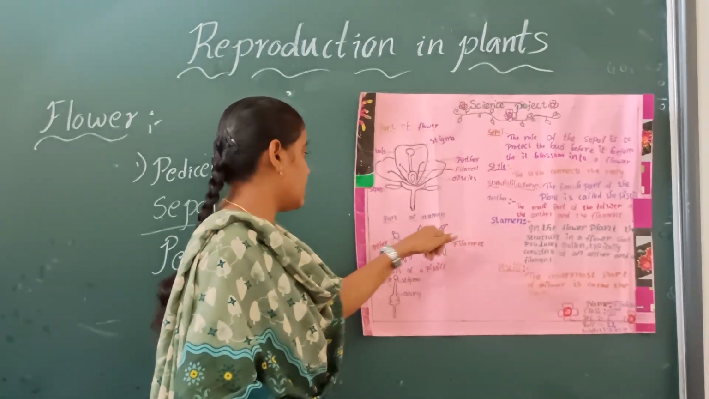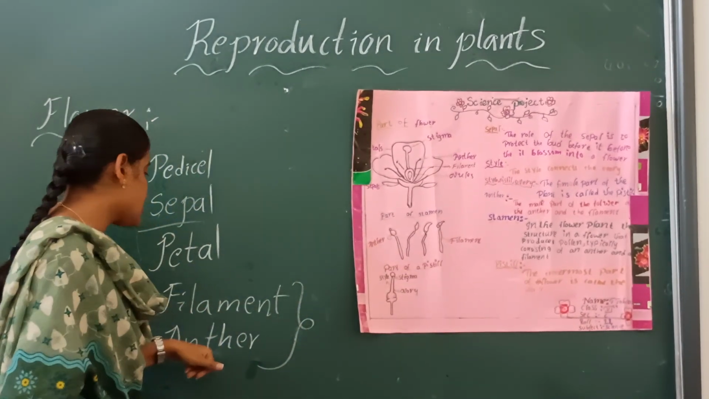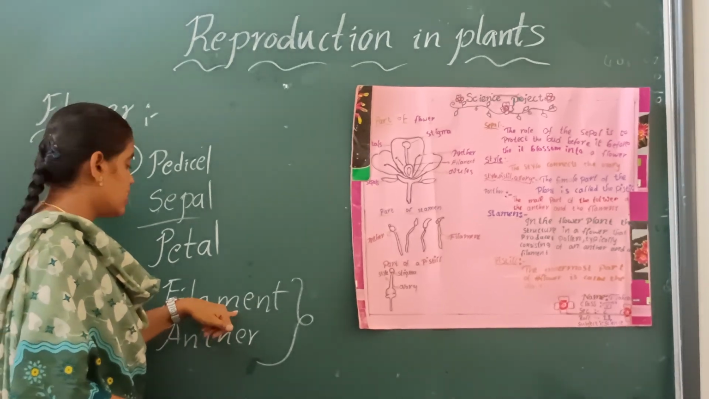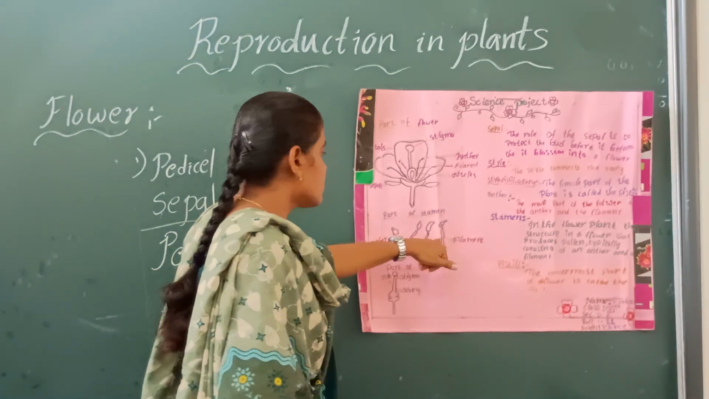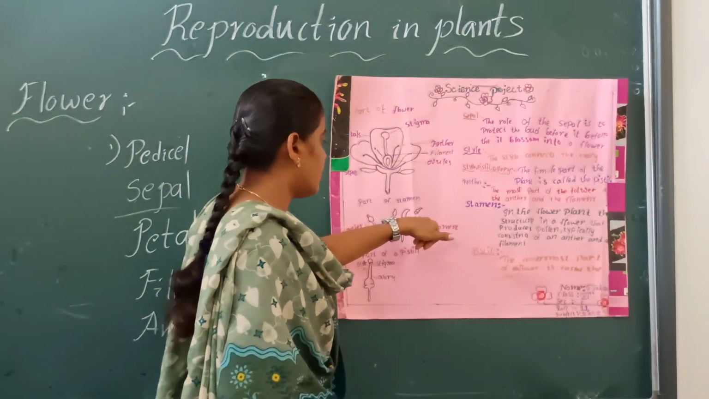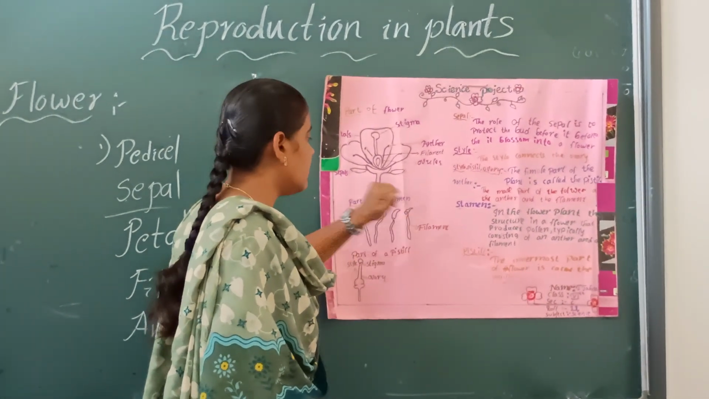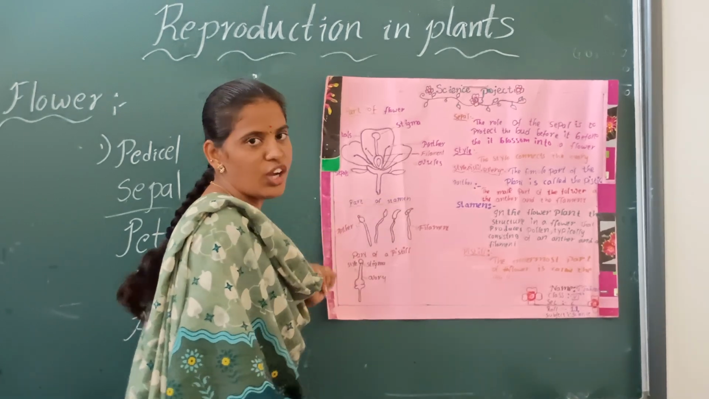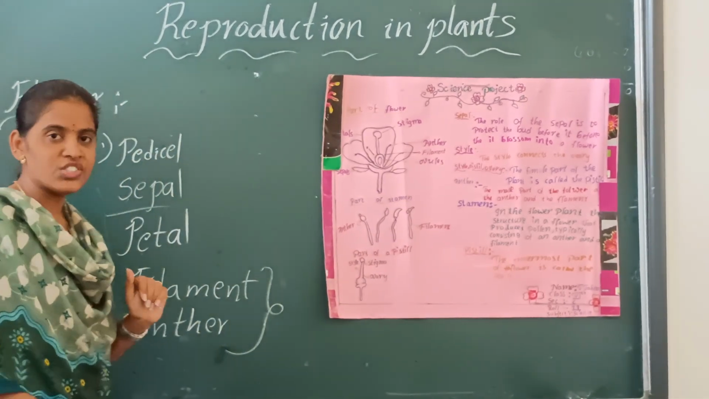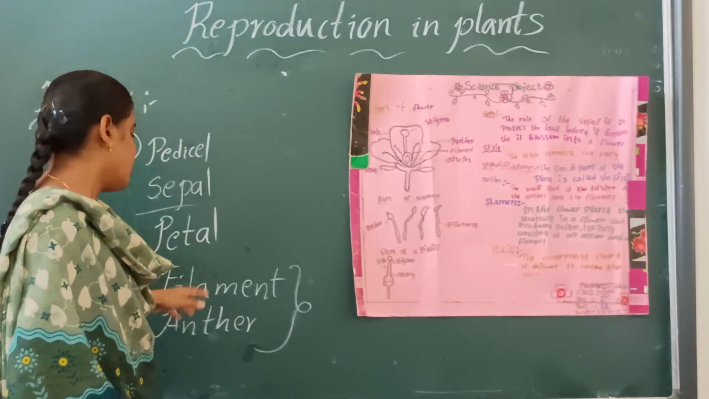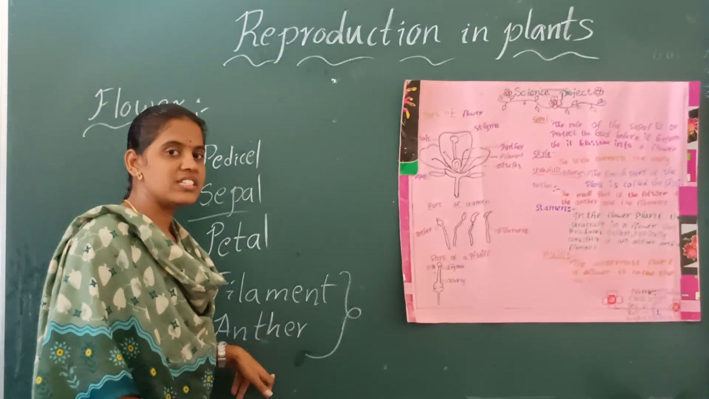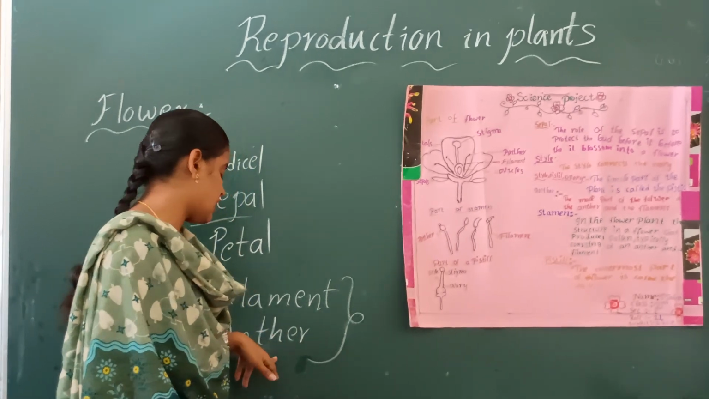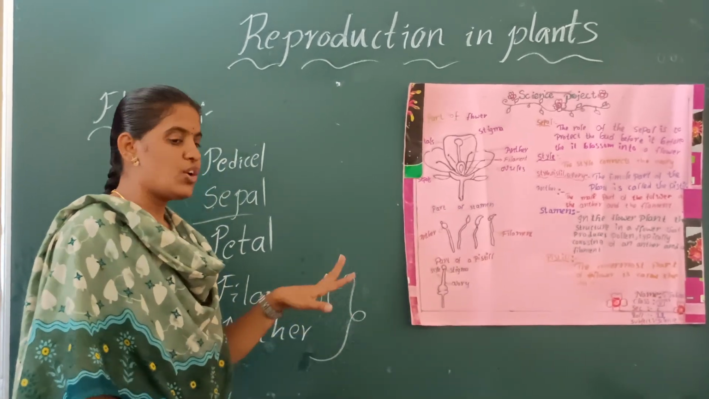The anther is attached on the filament. At the tip of the filament we have to observe a ball-like structure attached on top of the filament. It is called an anther, which produces pollen grains. So the anther produces pollen grains. That means this is the male reproductive part in a flower.